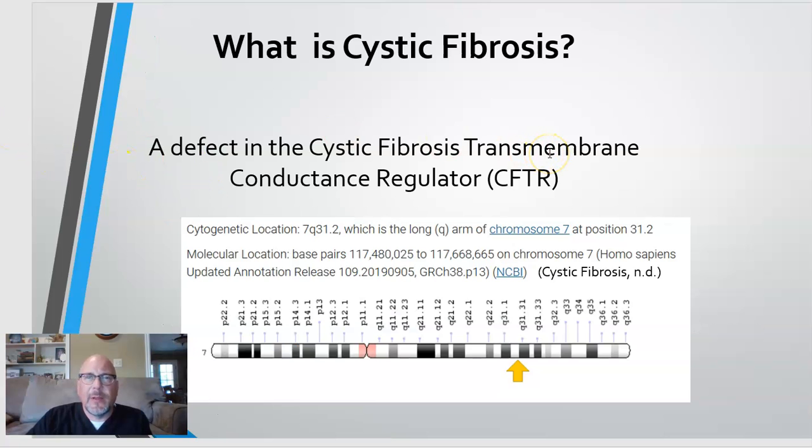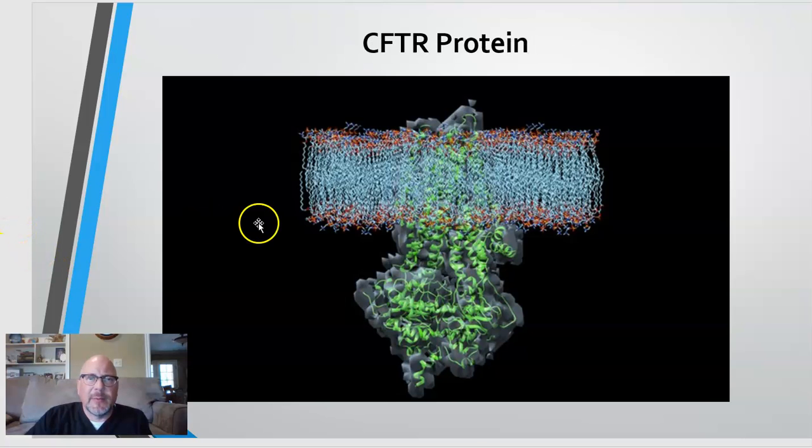And we'll talk about what exactly is cystic fibrosis. It is a defect in a gene known as the cystic fibrosis transmembrane conductance regulator, known as the CFTR. This particular gene is located on one of the autosomal chromosomes, number 7, at position 31.2. So it's at the bottom half of this chromosome right there. And it is responsible for translating this particular protein known as the CFTR protein.